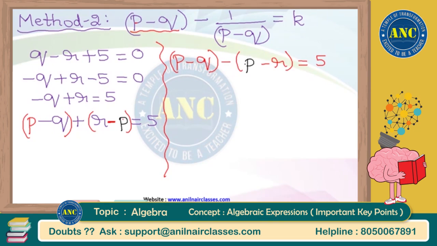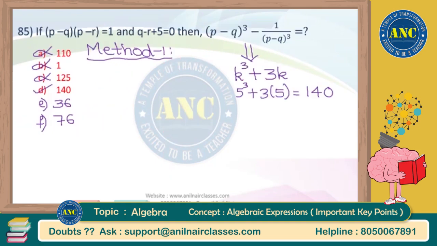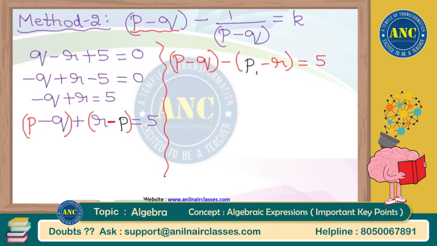p minus q minus of p minus r equal to 5. But one beautiful extra condition they have given in the question. That condition says (p minus q) into (p minus r) equal to 1. That means p minus q can be written as 1 divided by p minus r, or p minus r can be written as 1 divided by p minus q. That means this p minus r, I will write it as 1 divided by p minus q. The other things in the equation, I will just write exactly as it is.